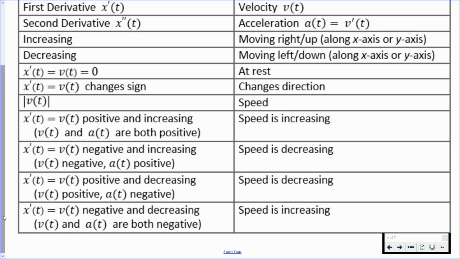Next, we sometimes are asked questions where they will say, is the speed of the particle or object increasing or decreasing at this value? Here's a little bit easier way to write this out. Instead of saying speed is increasing, decreasing, and the positive and decreasing signs, that's just too much to keep in mind. So here's what I want you to think about: speed is increasing when velocity and acceleration have the same sign.